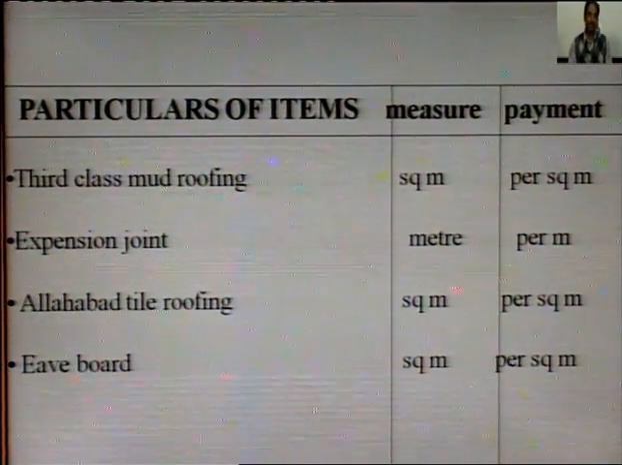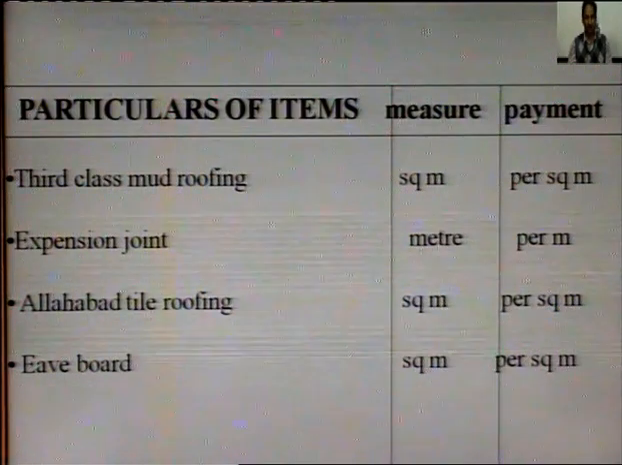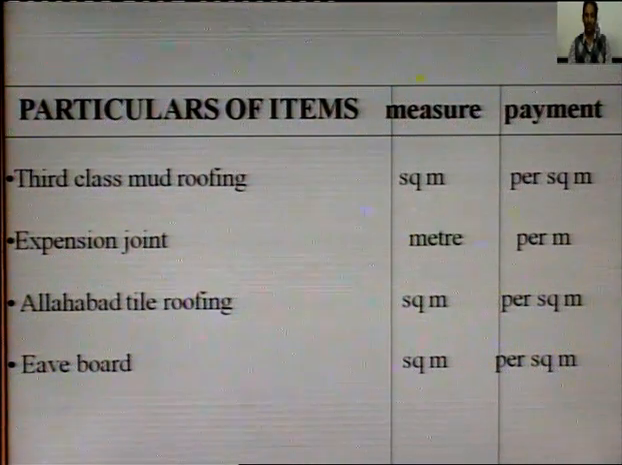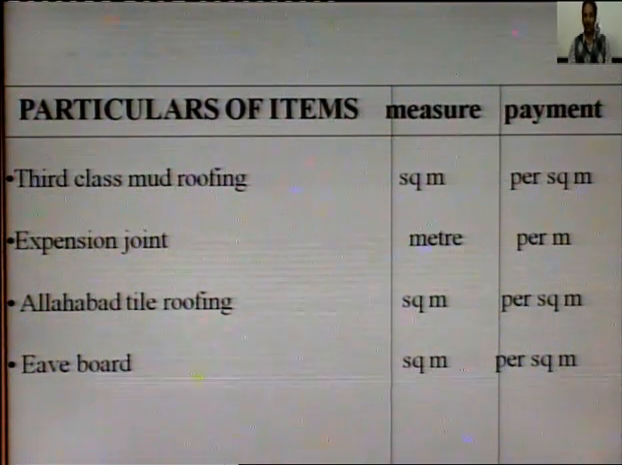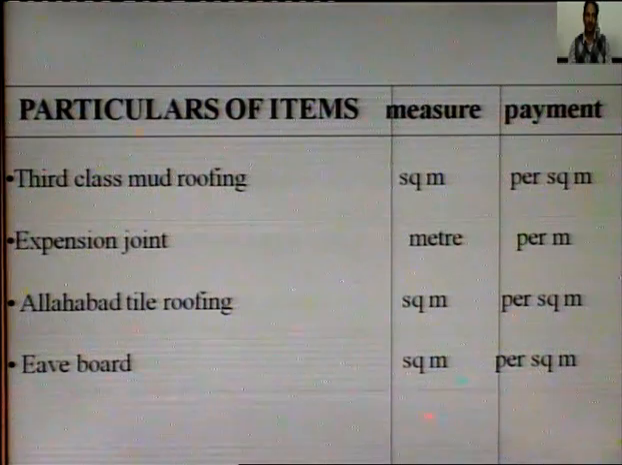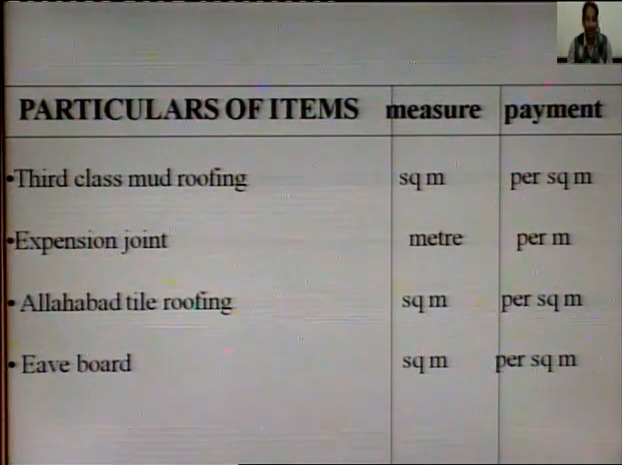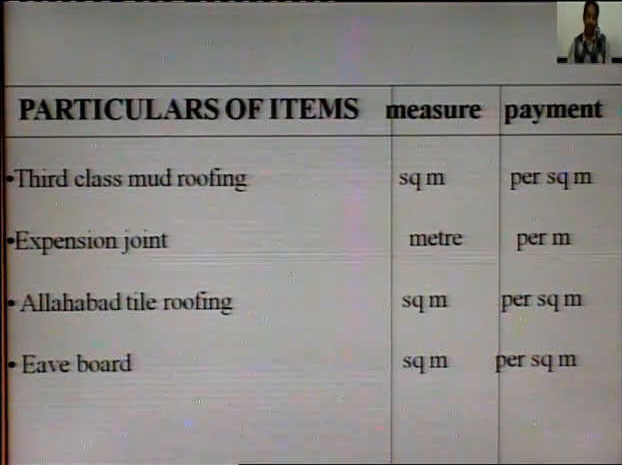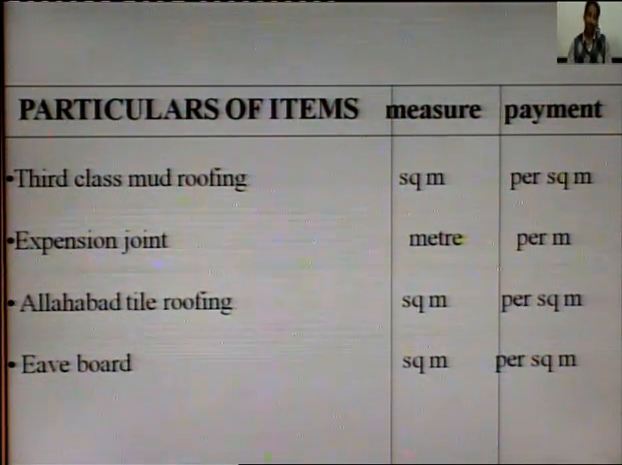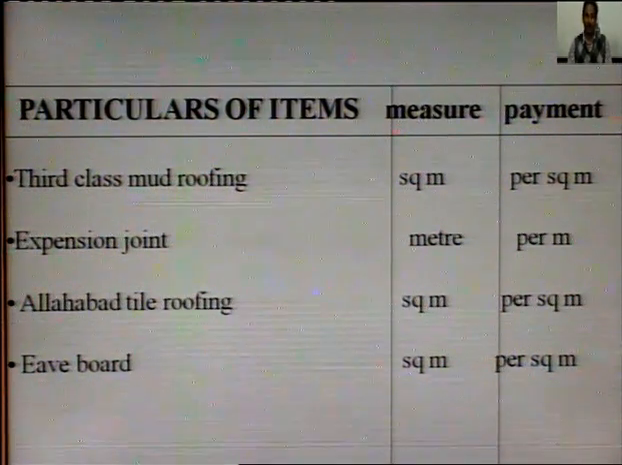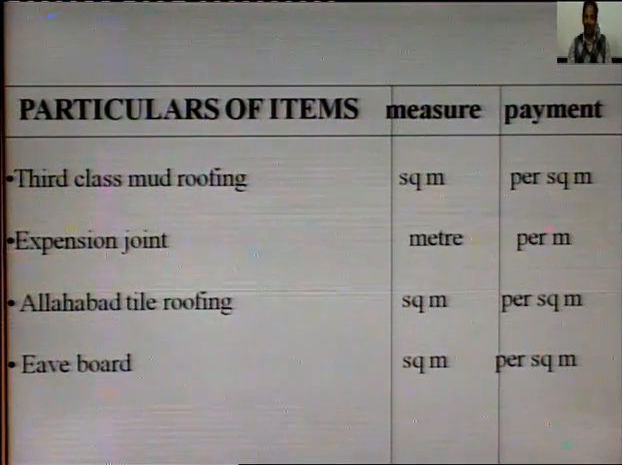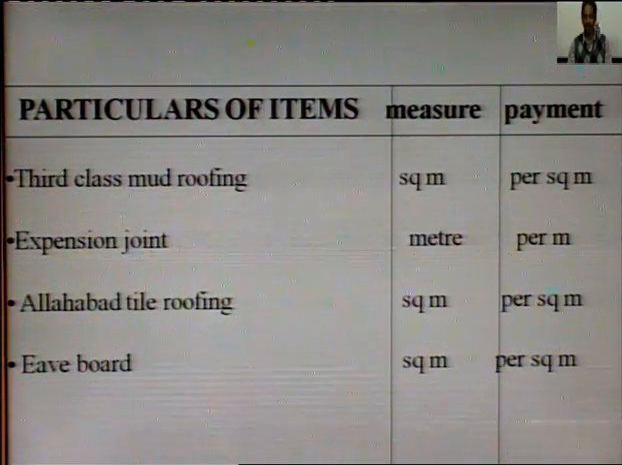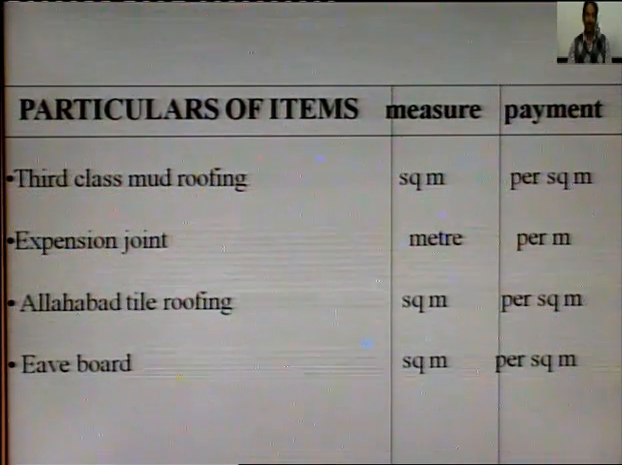And then third class mud roofing. So for third class mud roofing, your unit of measurement is square meter and your payment is per square meter. So in case of mud roofing, if this item is of third class, so very poor mud roofing, the unit of measurement is square meter, here length multiplied by breadth, and payment is per square meter.